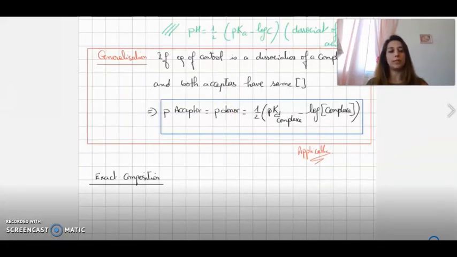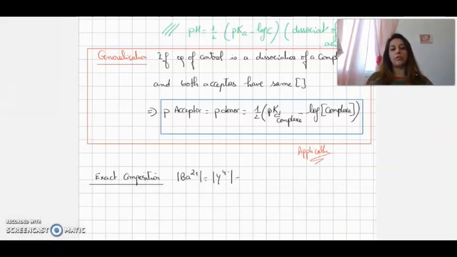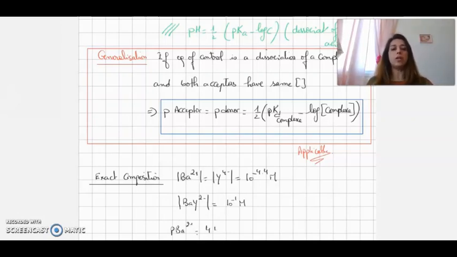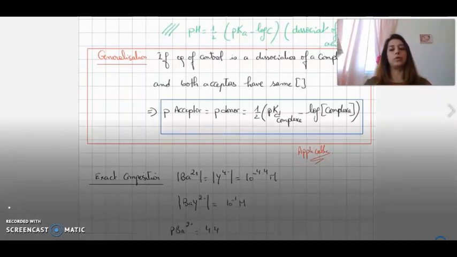So if we go back to our exercise, we need to determine the exact composition of all species in the medium. We have already calculated Ba2+ and Y4-, which is equal to 10 to the minus 4.4. BaY2- is almost equal to the concentration 0.1 molar, or 10 to the minus 1 molar, and we are also asked to calculate pBa, which is equal to minus log Ba2+, so it's equal to 4.4.